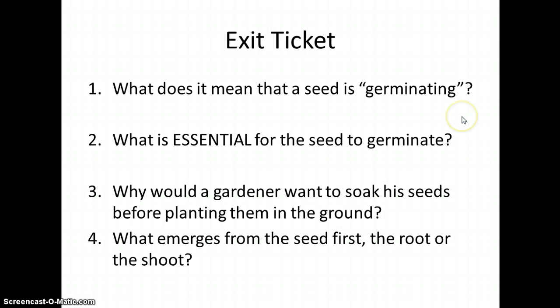Here's your exit ticket. Go ahead and pause here and make sure that you've got the correct answers, or you can get the correct answers. The answer to number 1, a seed is germinating when it is growing or sprouting for the first time. Number 2, what is essential for the seed to germinate? It's water. The answer to number 3 is, the key here is that the seed will swell and it'll cause the seed coat to break, which makes the entire process of germination begin faster. Number 4, the root comes out and then the shoot.